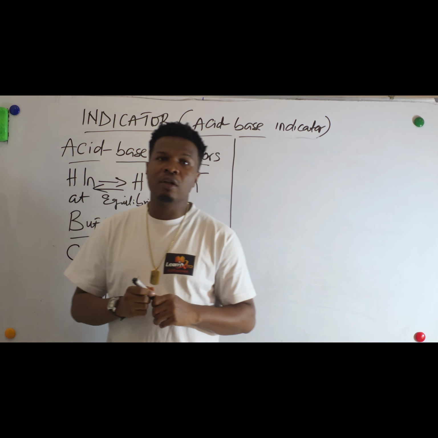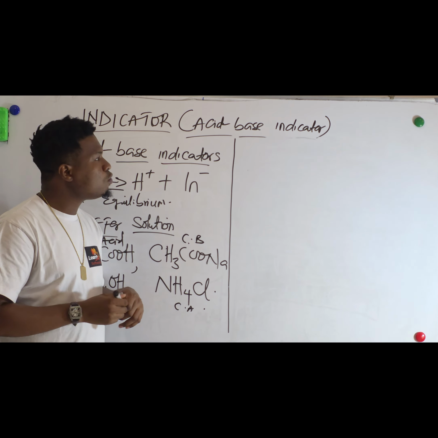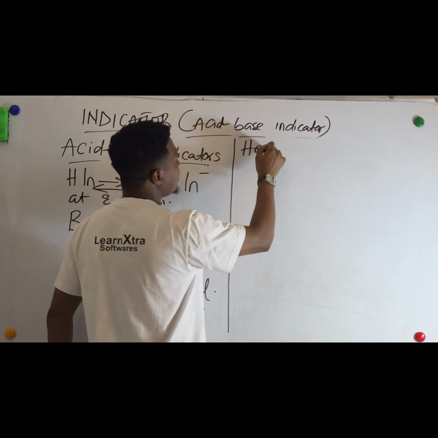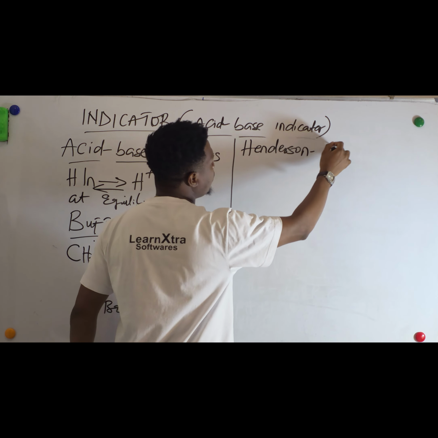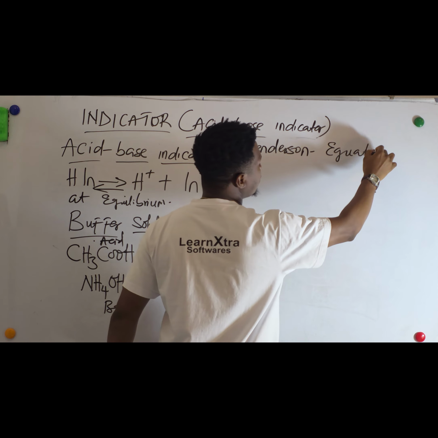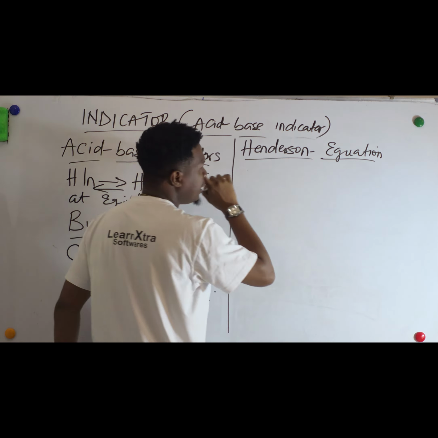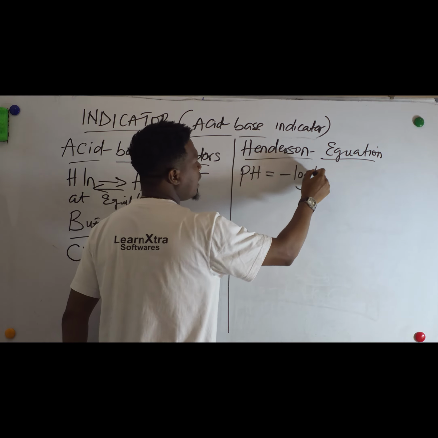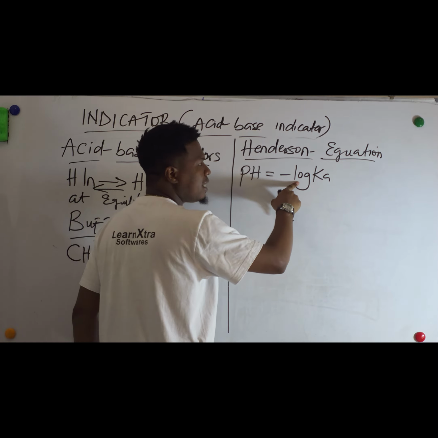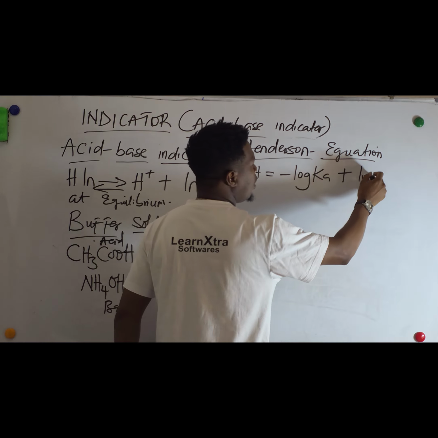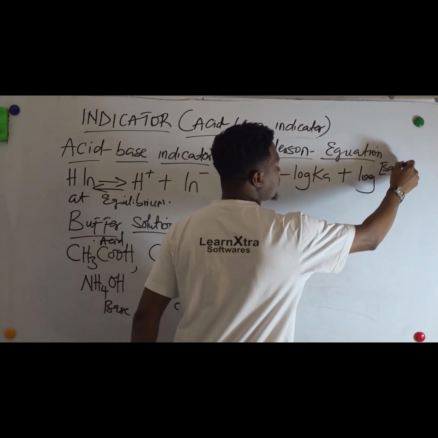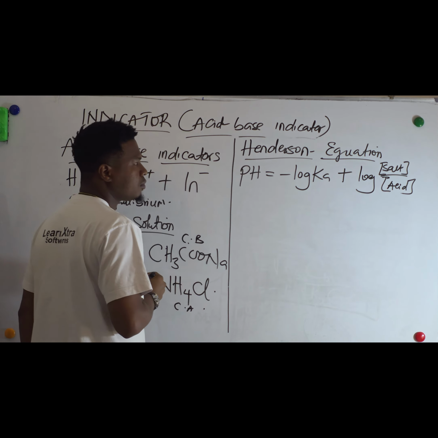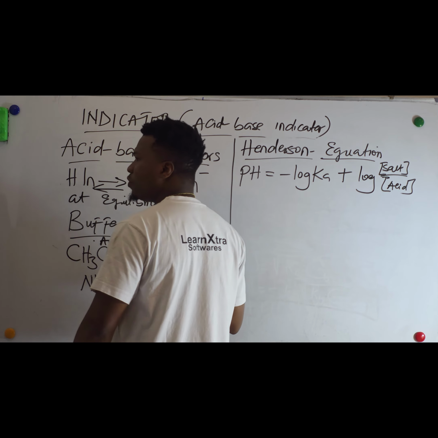Now the equation that is used to govern this buffer is called the Henderson equation. The Henderson equation gives us pH equal to minus log Ka, which is the pKa of the acid, plus log salt over acid. So that's the equation that governs a buffer.